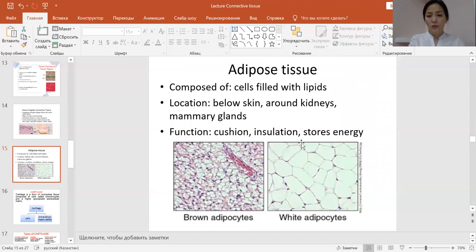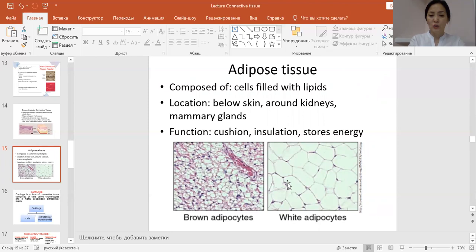Adipose tissue can be divided into two types: brown adipose tissue, which consists of brown adipocytes, and white adipose tissue, which consists of white adipocytes. Morphologically, there are several differences between white and brown adipocytes. The size of brown adipocytes is smaller than white adipocytes. The nucleus of white adipocytes is located at the peripheral part, but the nucleus of brown adipocytes is located in the center. Brown adipocytes also have more mitochondria than white adipocytes, but in the adult human body, it mainly consists of white adipocytes, mainly white adipose tissue.